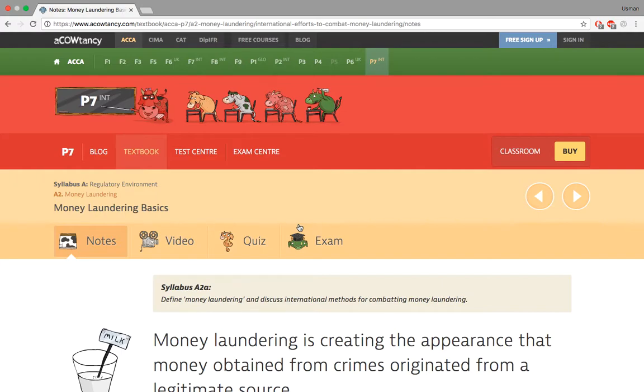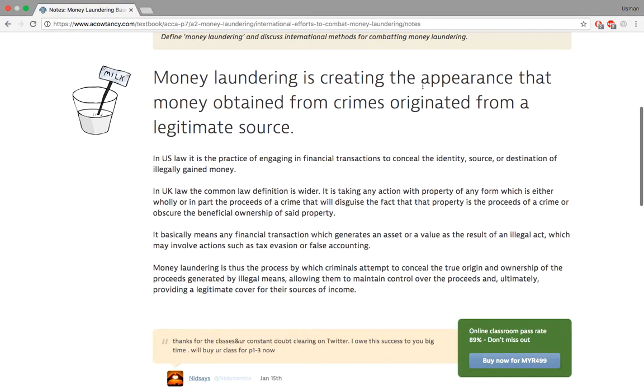Now, money laundering, as this huge font word says, is creating the appearance that money obtained from crimes originated from a legitimate source. Basically, you earn some black money and you turn it into white money. Although that sounds very racist, I don't really bother because we're not in America, so we're good.